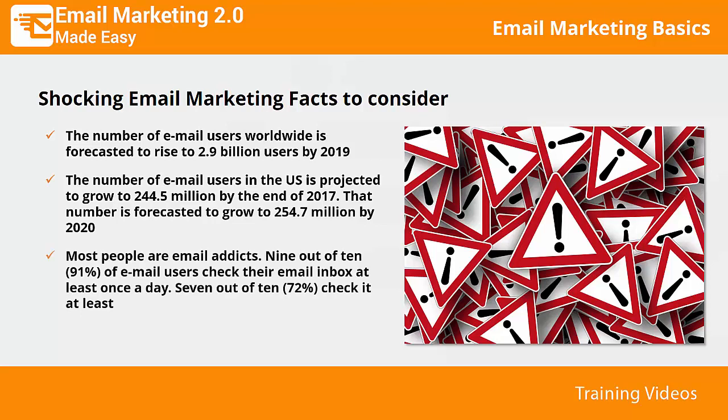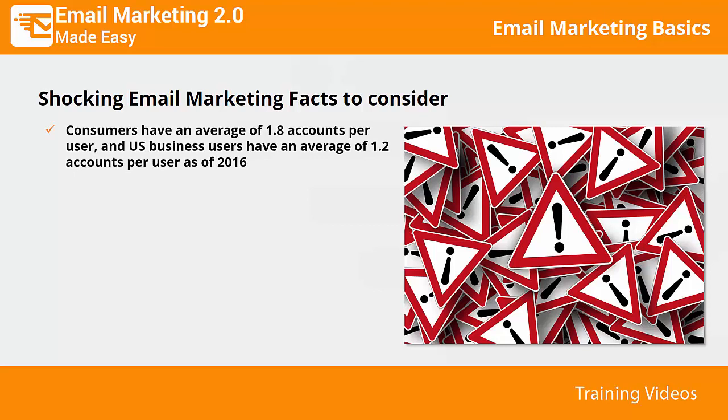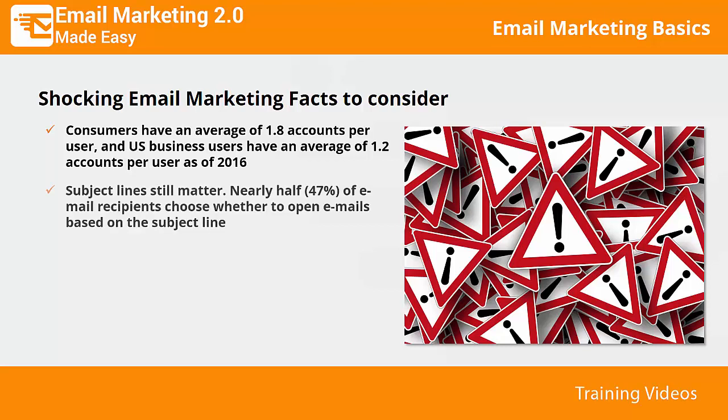Most people are email addicts. 9 out of 10, 91% of email users check their email inbox at least once a day. 7 out of 10, 72%, check it at least 6 times a day. Gmail has over 1 billion active users as of February 2016. Consumers have an average of 1.8 accounts per user, and U.S. business users have an average of 1.2 accounts per user as of 2016. Subject lines still matter. Nearly half, 47%, of email recipients choose whether to open emails based on the subject line.